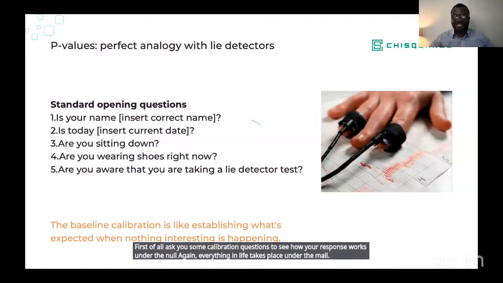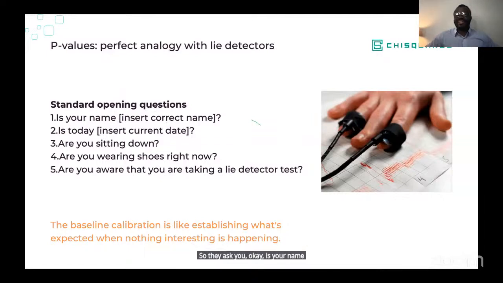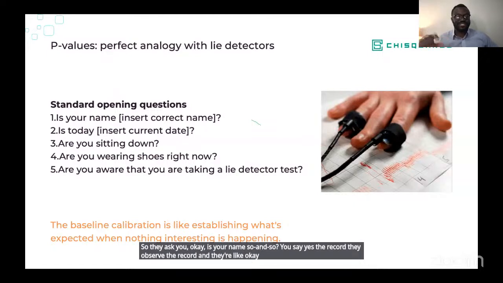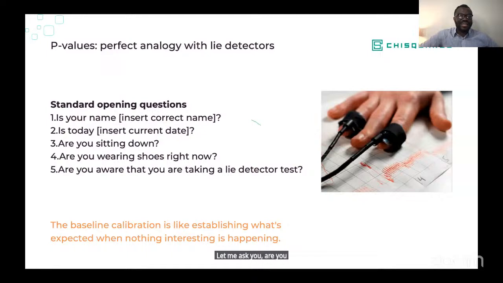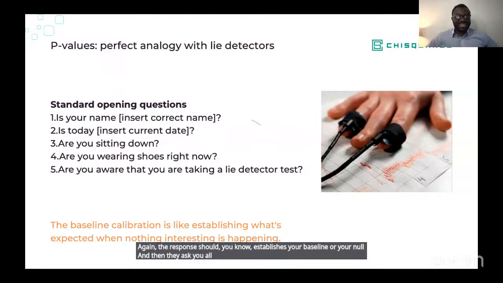So they ask you, okay, is your name so-and-so? You say yes. They observe the record and think, okay, this is how he responds under the null. Then they ask you, are you sitting in a room and are you wearing a red shirt? You say yeah. Again, this establishes your baseline, or your null. And then they ask you, did you steal that money? And you say, no, I did not.